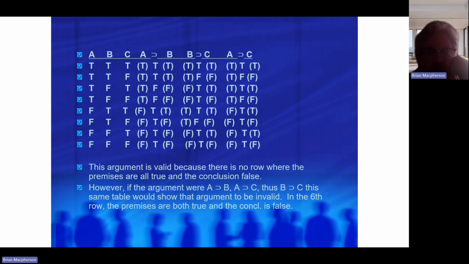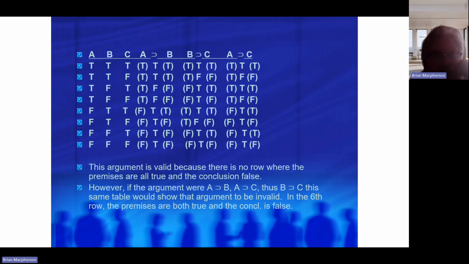If we look at the first row, we see that A then B is true. True implies true gives you true. We see that B then C is true because true implies true gives you true. And A then C is true because A is true, C is true, true implies true gives you true. So here the premises are both true, but the conclusion is true. So this is not a case where the premises are true and the conclusion is false.